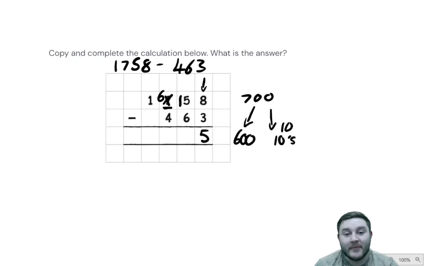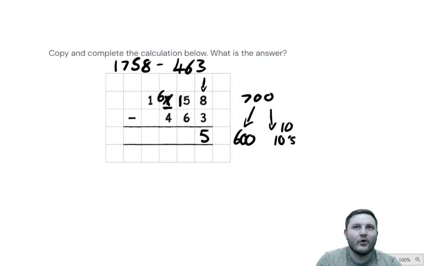Now, in the past, this has been referred to as borrowing, right? You borrow 100 here and you bring it back down. However, this term is now sort of outdated, because we now like to use the word exchange, because it more demonstrates the idea that we are exchanging, almost like currency, the value of 700.